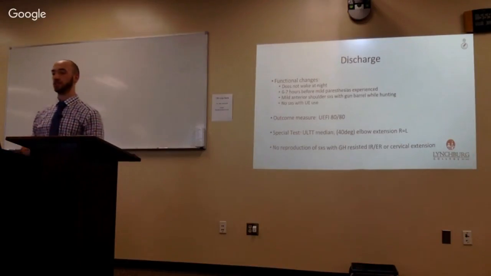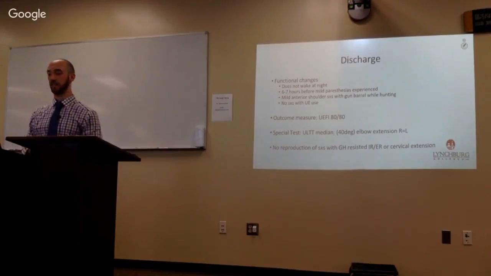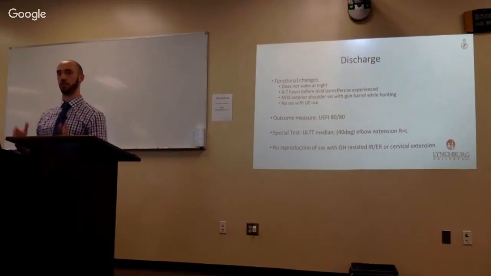So for discharge, his functional changes: he no longer wakes at night. He can work 6 to 7 hours before mild paresthesias are experienced. He still has mild anterior shoulder symptoms with the gun barrel pressing while he hunts, but he has no symptoms with upper extremity use. His outcome measure does increase 7 points to 80 out of 80. And our concordance sign, the upper limb tension test, becomes equal on both sides. And he no longer has symptom reproduction with resisted humeral internal or external rotation or cervical extension.